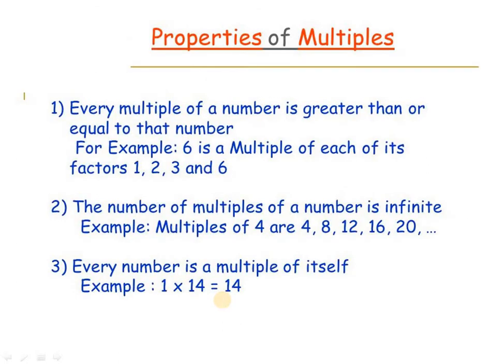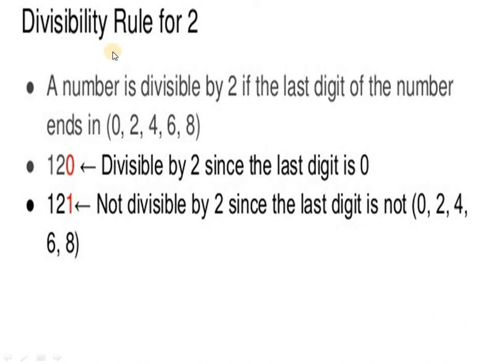After that we will see the divisibility rules of various numbers. What are these? Divisibility rule for 2. If we see 2 as the last digit of any number, we will be able to find its divisibility rule. So a number is divisible by 2 if the last digit of the number ends in 0, 2, 4, 6, 8.